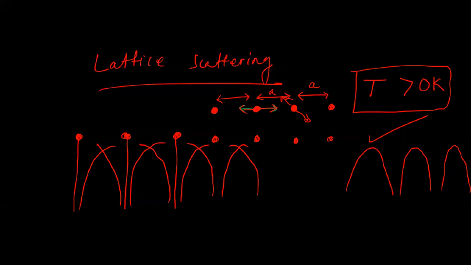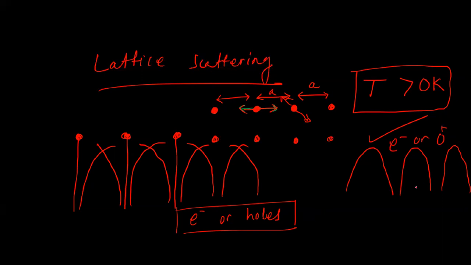So, electrons or holes are moving through this crystal. While moving through it, if the lattice atoms are not randomly vibrating, they create a periodic potential through which the electrons or the holes can easily move.